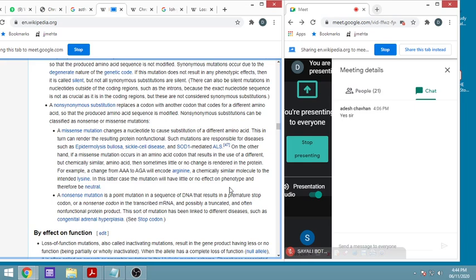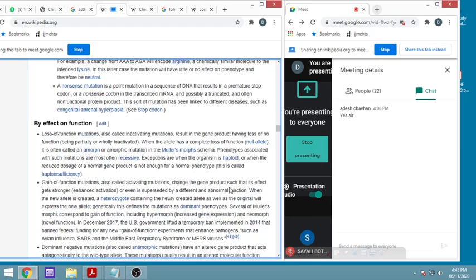Missense means a new protein is formed, with a change in the structure of the protein, while nonsense mutation means that the mutation results in premature stop codon formation. So a nonsense codon will cause premature stopping of gene expression, and the transcribed RNA will possibly be truncated and form a non-functional protein, a very small protein compared to the normal one. This sort of mutation has been linked to many diseases like congenital adrenal hyperplasia, etc. There are many such diseases.